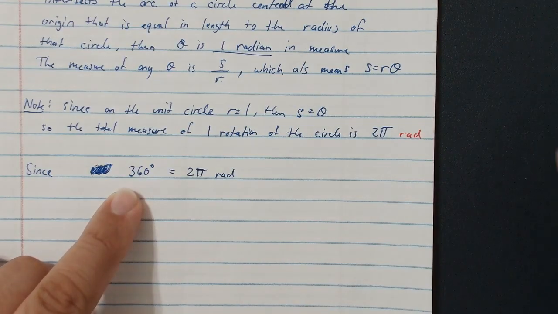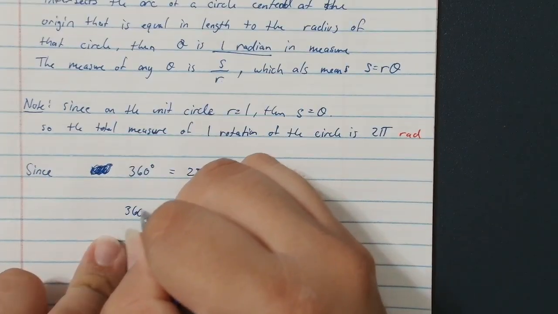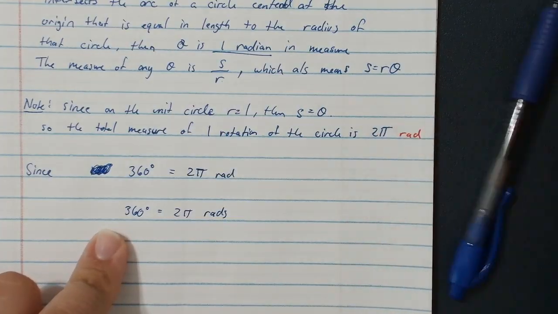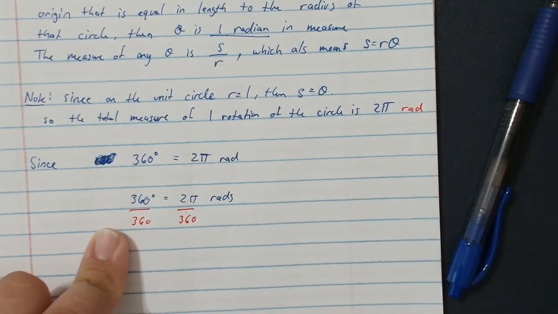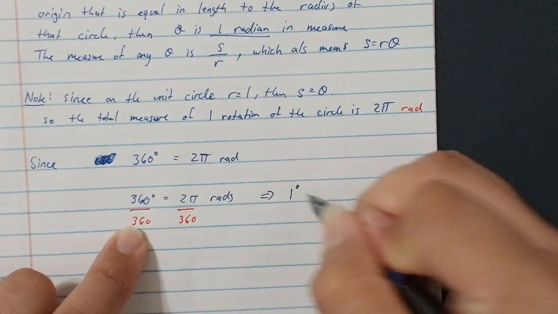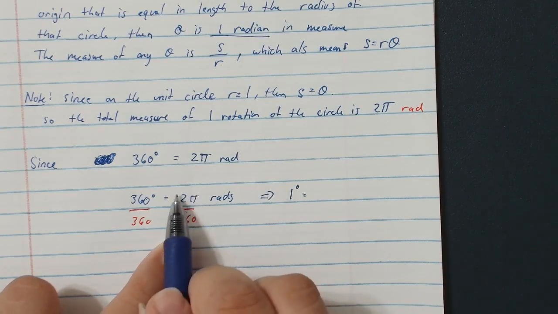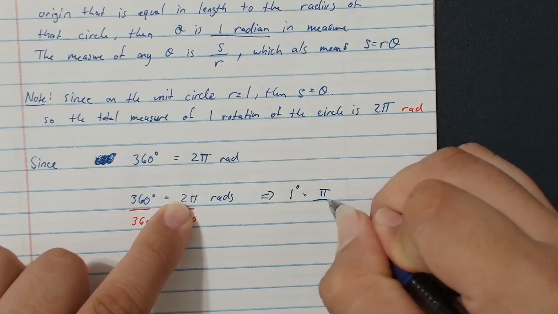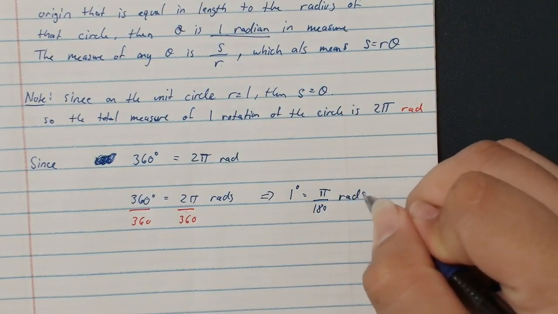So to convert back and forth between the two, you can just divide. If I take my 360 degrees equals 2 pi radians, I can divide both sides by 360. This gives me 360 degrees divided by 360, that's just 1 degree. 2 pi over 360, well, let me leave the pi alone. 2 over 360 reduces to 1 over 180. So this would be 1 pi over 180. So 1 degree is equal to pi over 180 radians.